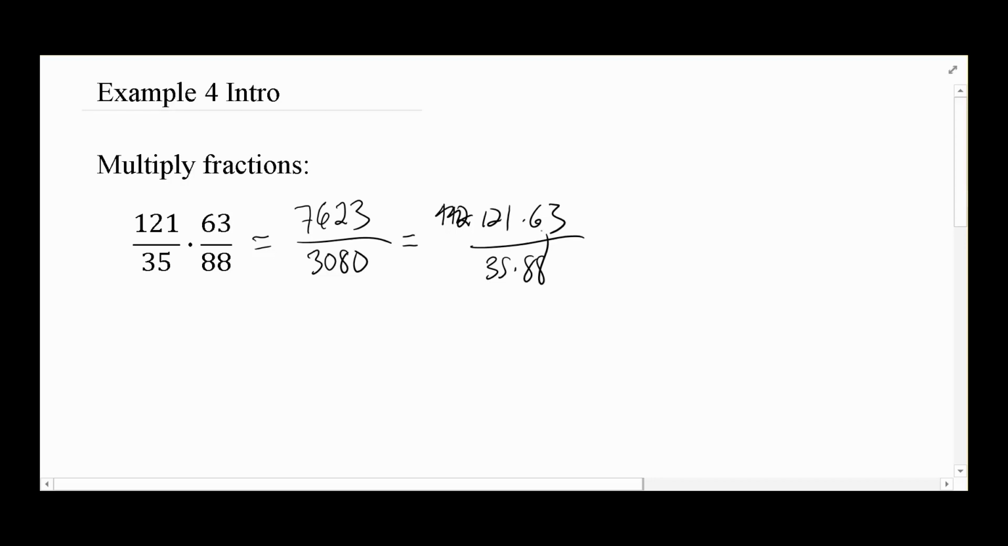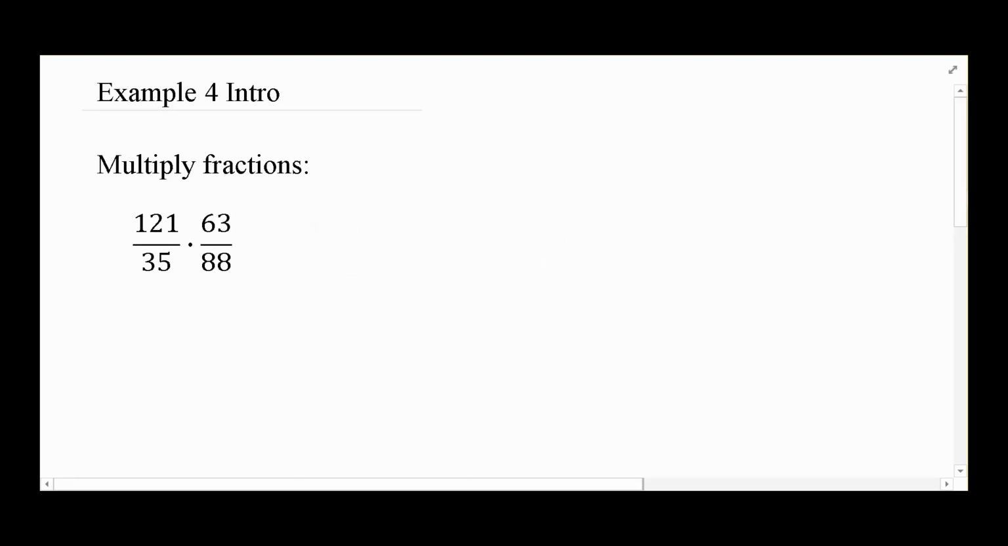The point being, why did I multiply them together in the first place? No good reason. So we're going to erase all of that and say, if my overall goal is to simplify this by dividing out common factors, why don't I just start with factoring? And that's what I would do. If I was multiplying this, I don't need a calculator for this. 121 is 11 times 11. 35 is 7 times 5.